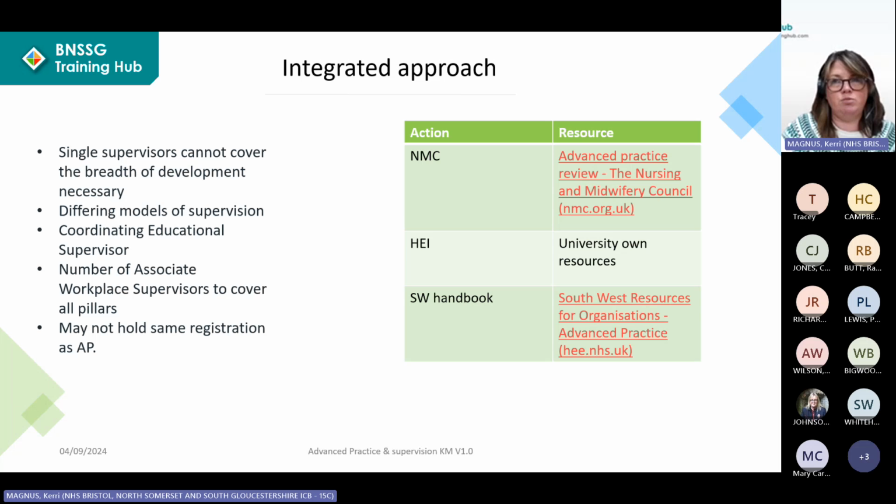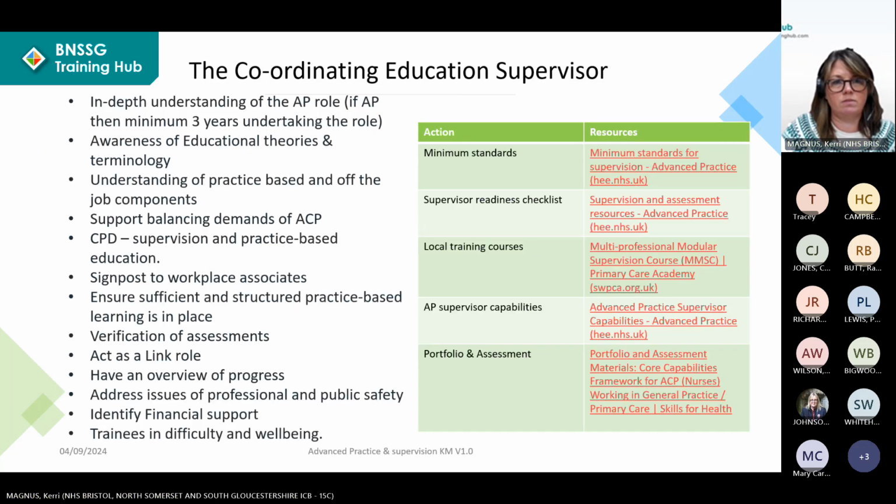Noting that if you have an advanced practitioner as your supervisor, there are minimum standards that they have to meet to be called your educational supervisor. And we'll talk about that shortly. So just as we said, the coordinating educational supervisor, if they are an advanced practitioner, they have to have a minimum of 3 years of undertaking the role. Those are the minimum standards for that coordinating educational supervisor.